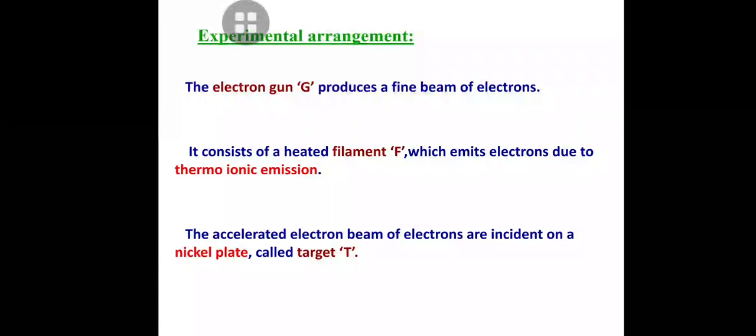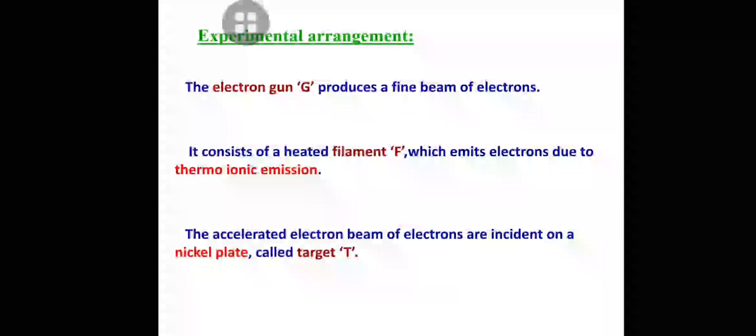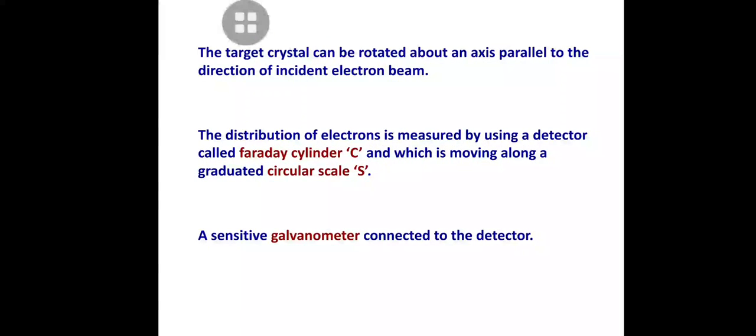Experimental arrangement. The electron gun G produces a fine beam of electrons. It consists of a heated filament F which emits electrons due to thermionic emission. The accelerated beam of electrons is incident on a nickel plate called target T. The target crystal can be rotated about an axis parallel to the direction of the incident electron beam.